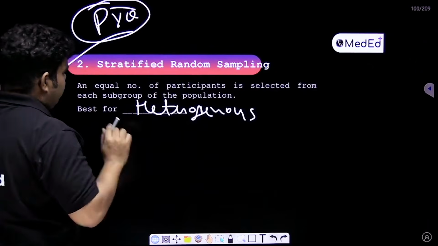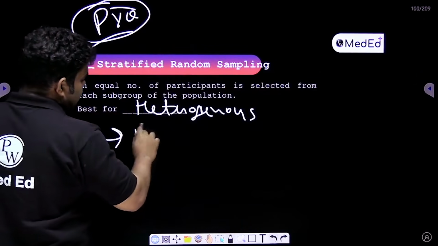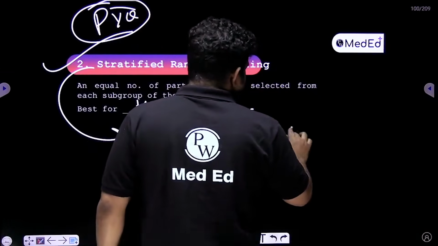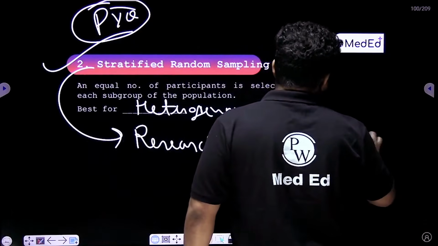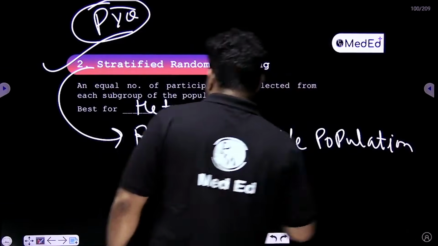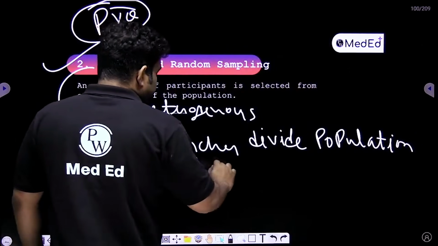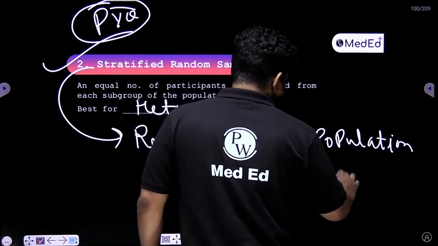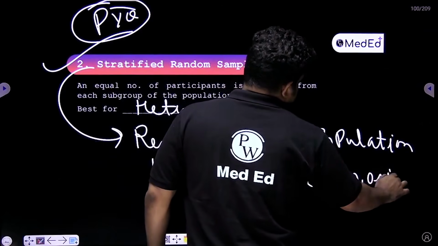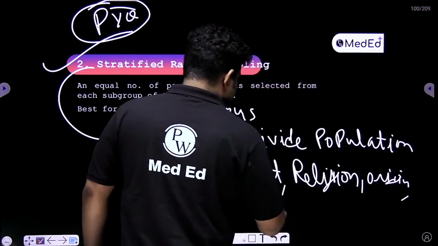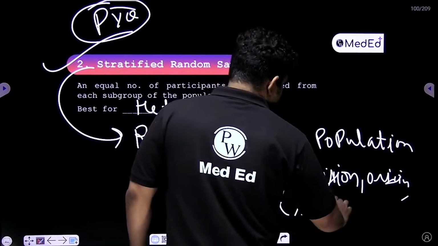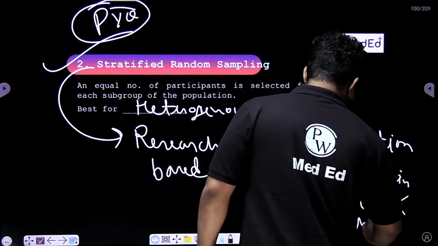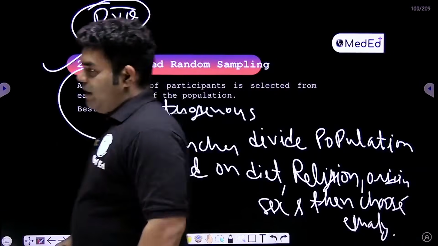So remember what we do in stratified random sampling. The researcher divides the population based on anything: their diet, their religion, their origin, their sex. If you divide people and then choose equally from all 4 groups or 5 groups, choosing equally from different subgroups, this is known as stratified random sampling.